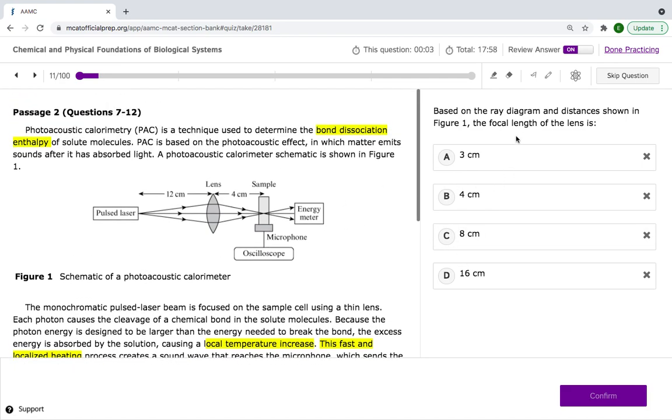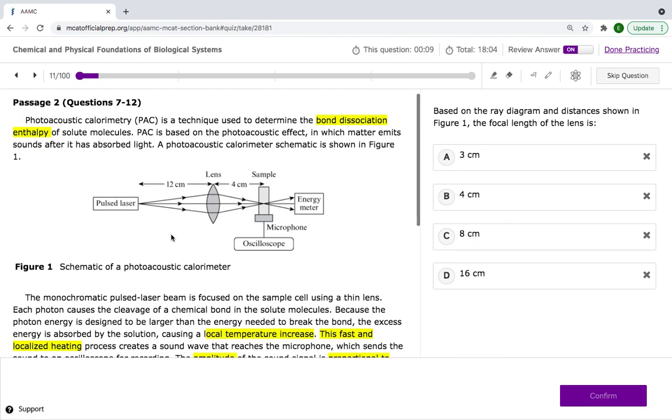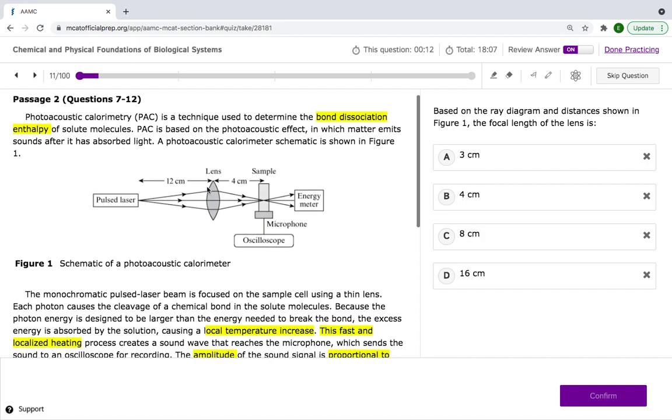Based on the ray diagram and the distance shown in figure 1, the focal length of the lens is what? You should know this, it's simple. Here's a lens. Here's a laser, and then they converge here. The light rays all come together here.